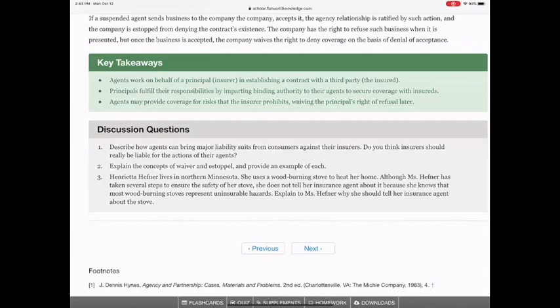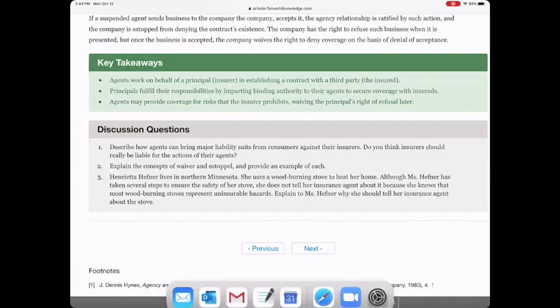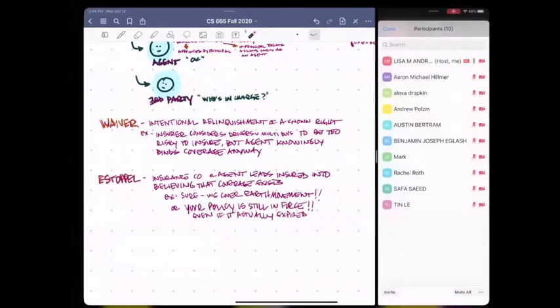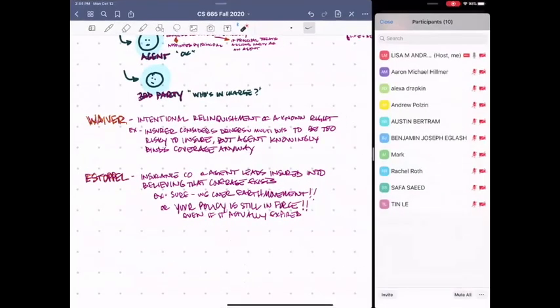What do you think? Do you think it makes sense? Does it make sense that insurance companies should be liable for the actions of their agents? Yeah. Why do you think so, Austin?